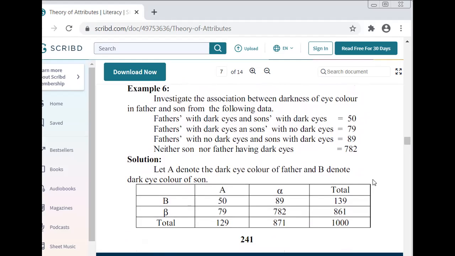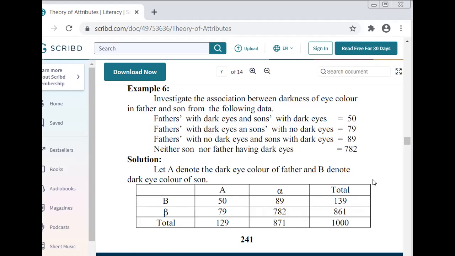Now, fathers with dark eyes and sons with dark eyes is 50. This is the frequency of AB. Let A equal father with dark eyes and B equal sons with dark eyes. A is the father and B is the son. Then AB equals 50. Father with dark eyes, that is capital A, and sons with no dark eyes, that is beta. So A beta is equal to 79.